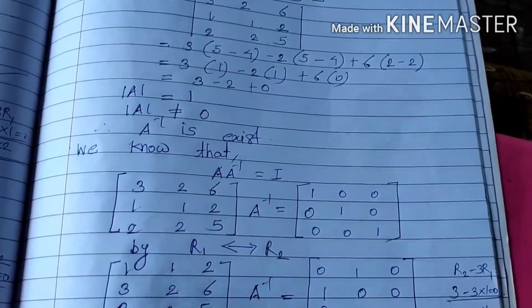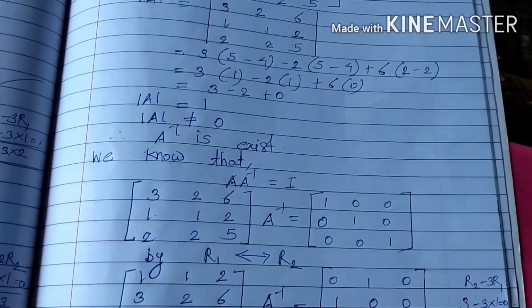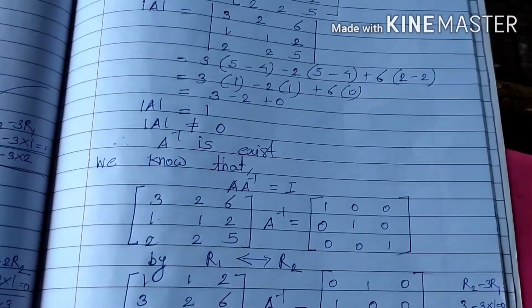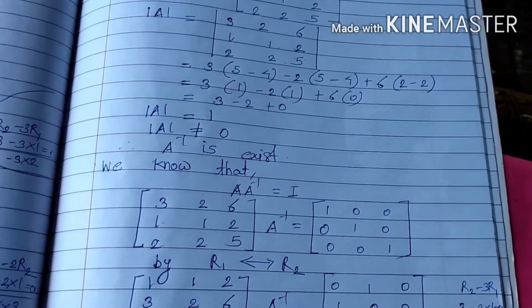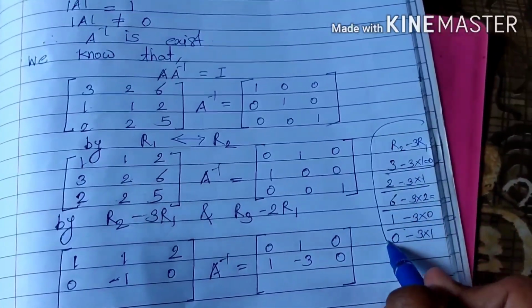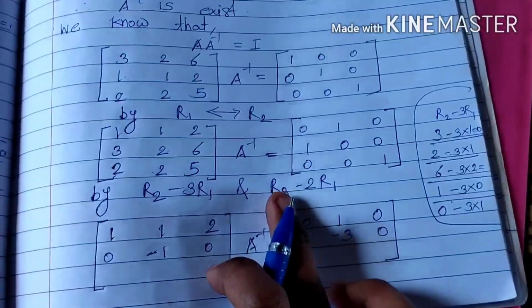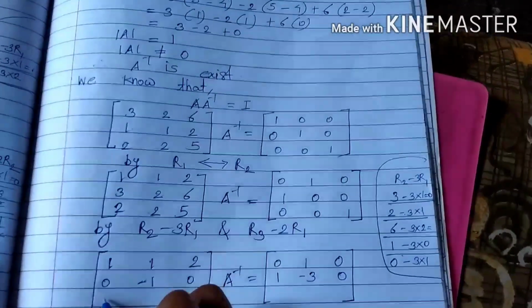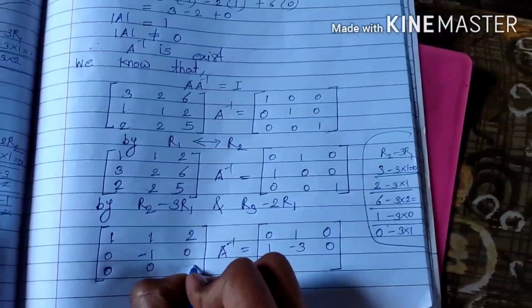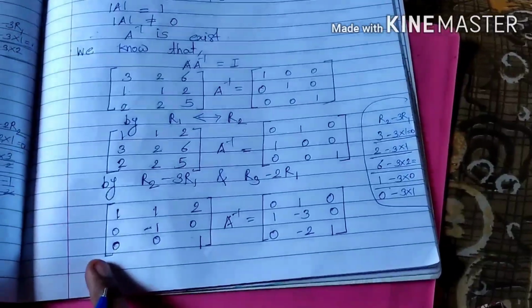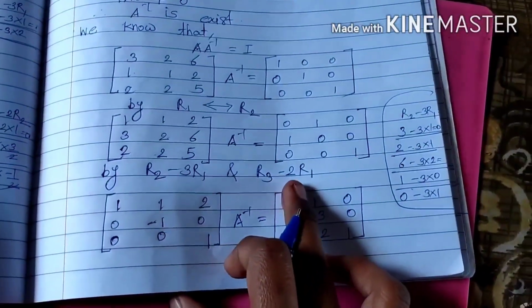Here 1 minus 3 into 0, which is 1. This is 0 minus 3 into 1, minus 3, and this is 0. And by R3 minus 2R1, here is also the value 0 0 1 0 minus 2 1. You can solve it by taking this operation R3 minus 2R1.